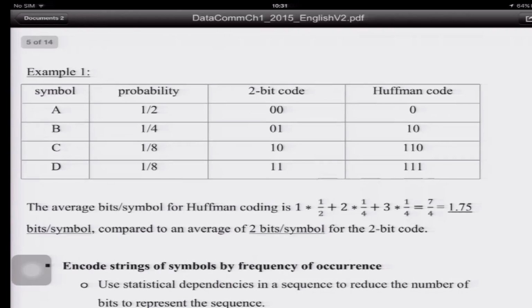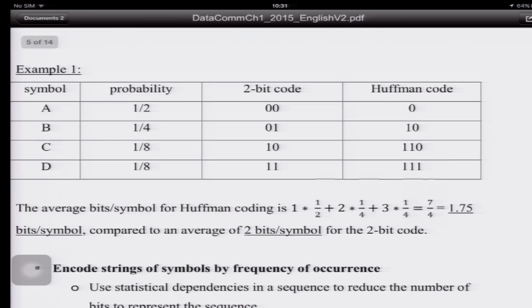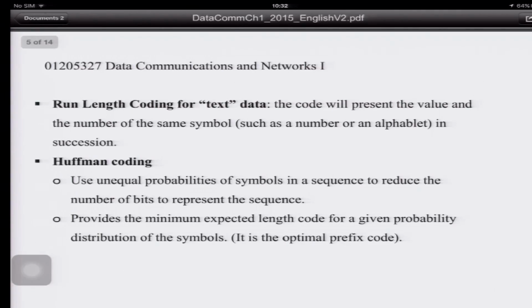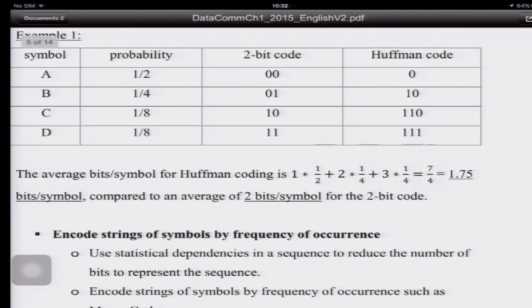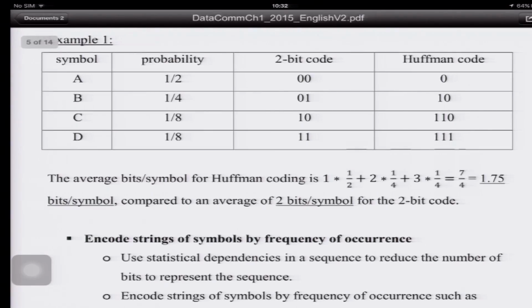Now we have to find the average bits per symbol for the Huffman coding, because we say that it's the optimum code, the expected length of the Huffman code is minimum. So now let's find the average code length. Expected code length and average code length are the same. When you want to find the average, you take the length multiplied by the probability that it occurs. So symbol A has a length of 1, and the probability is 1/2.